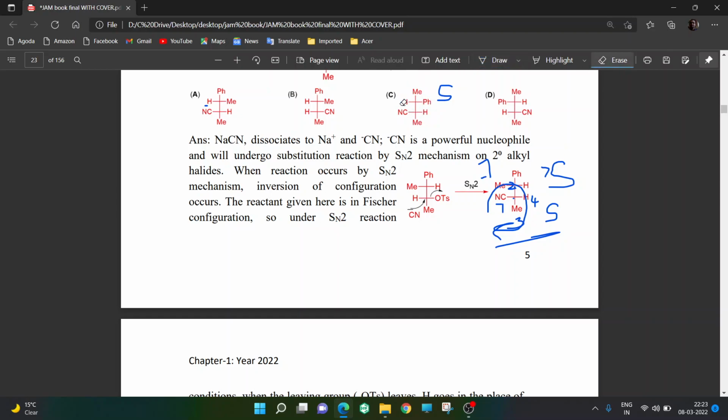Now let us look at the second chiral center. On the second chiral center again, CN gets the 1st preference, this gets the 2nd preference, methyl gets 3rd preference, and hydrogen gets 4th preference. And hydrogen is again on a horizontal line, should have been vertical. So 1, 2 and 3 are arranged in clockwise direction, so it looks like R, but it will be S. So very clear, we are 100% sure that the answer is C. Moving on.